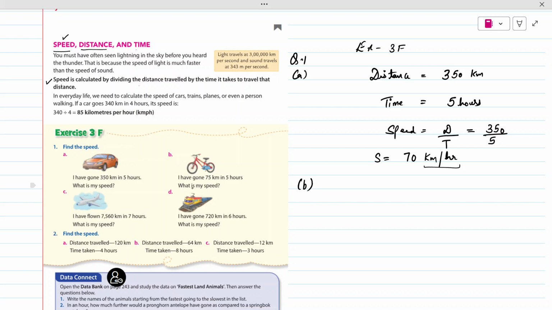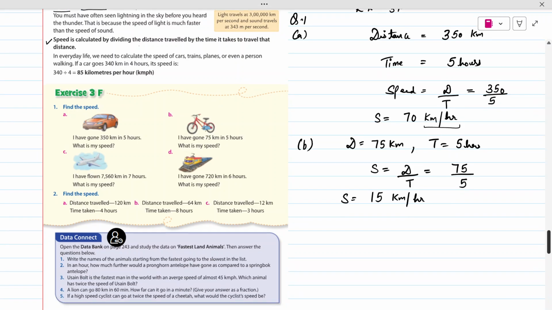A bicycle is there. It says I have gone 75 kilometers in 5 hours, and what is my speed? So kids, distance is 75 kilometers. Time is 5 hours. And what we have to find is the speed. Speed is equal to distance divided by time. This is 75 divided by 5. So we have 15 kilometers per hour. This is the speed of the bicycle. I hope this is clear.